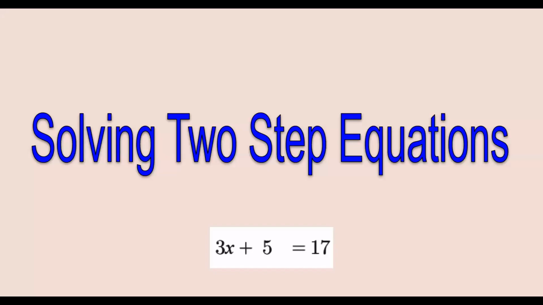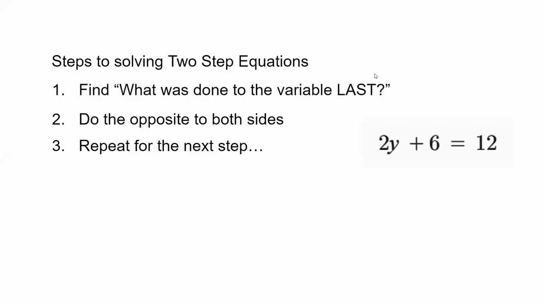In this video, we're going to review the method of solving two-step equations. So the steps of solving two-step equations are: first, find out what was done to the variable side last. That's a little bit confusing right now. Through the examples, hopefully that will make sense. We're going to do the opposite of that to both sides. That will be our first step.